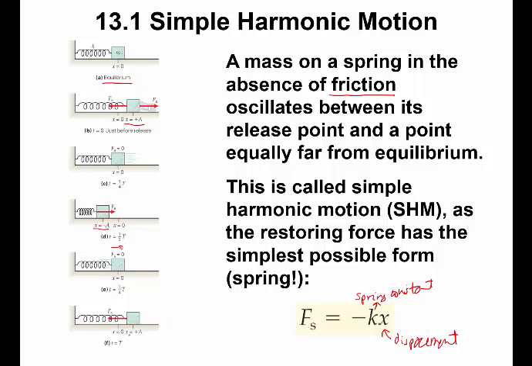And then because energy is going to be conserved here, because we have no friction, it's going to come back to its starting point, in which case it will start moving back to the left. Why? Because there's still this restoring force of our spring, and that's how we have this oscillation. So the mass on a spring without friction oscillates between its release point and the point that's equally far from equilibrium, which they've labeled as minus A. This is simple harmonic motion, where we have a pretty simple restoring force, just the restoring force of a spring.